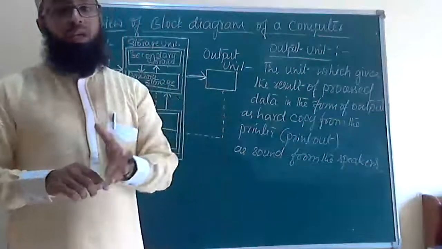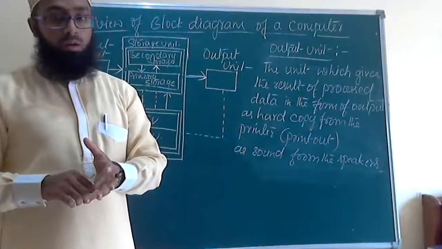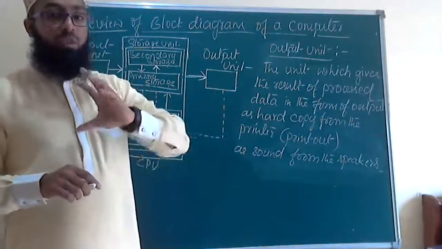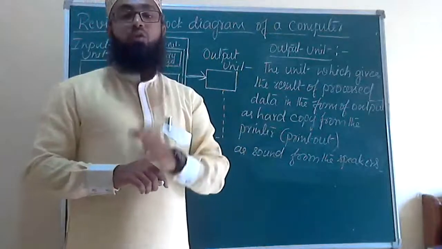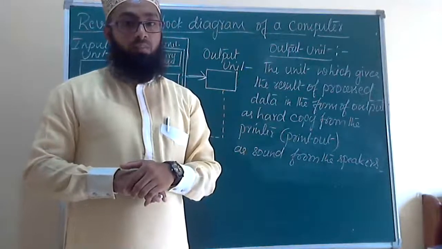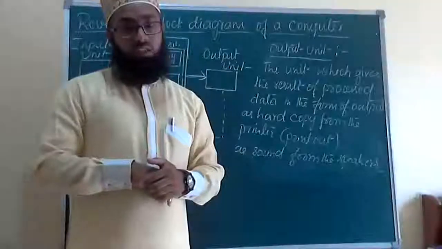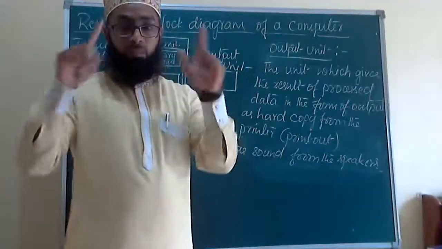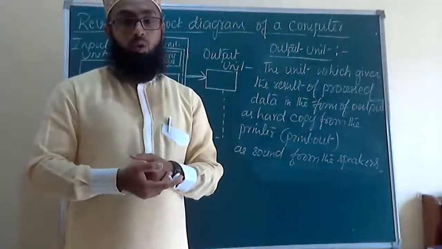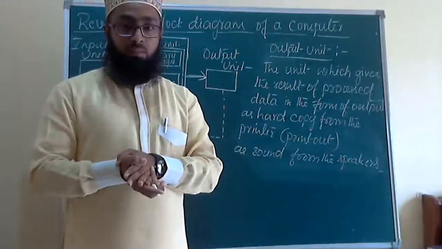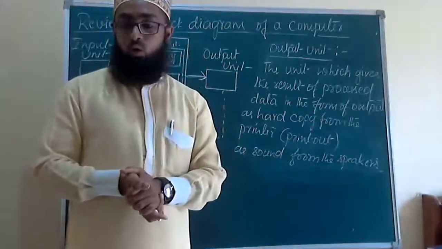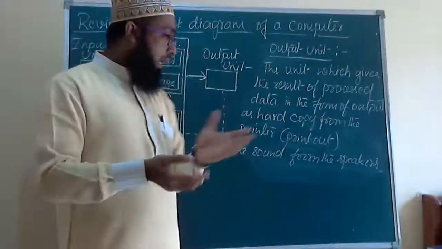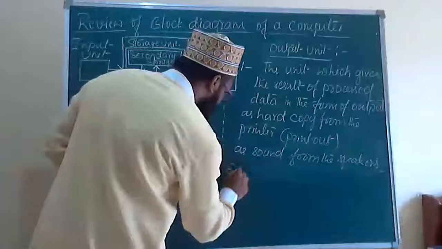Then if you play any songs, at that time the speaker will give you the output as sound, and that is also called an output device. As we have discussed in our first PUC regarding printers, there are many types of printers, and among those the plotter is a type of printer. If you take a printout from the plotter, then the plotter is also called an output device.